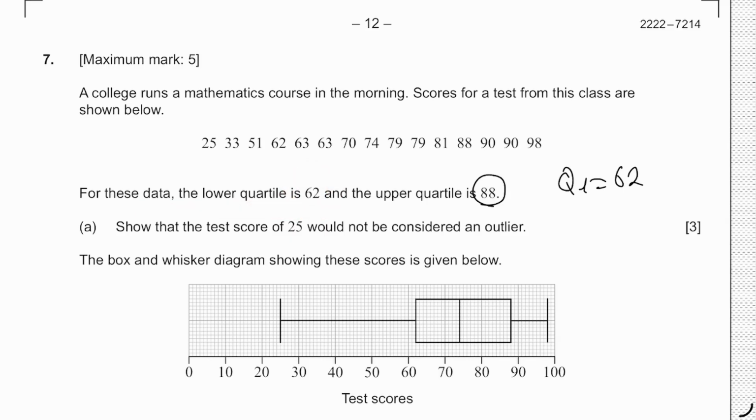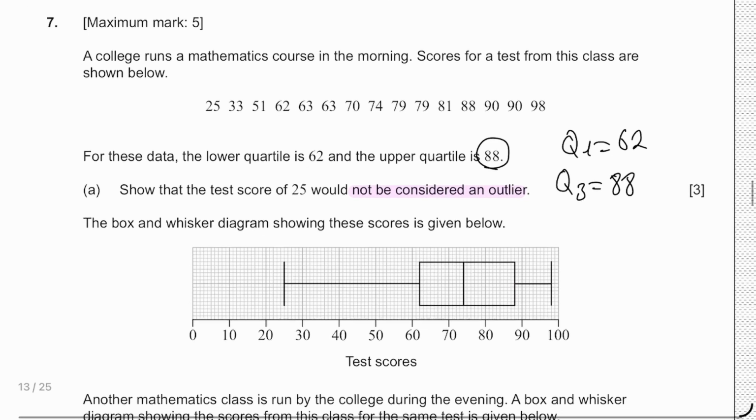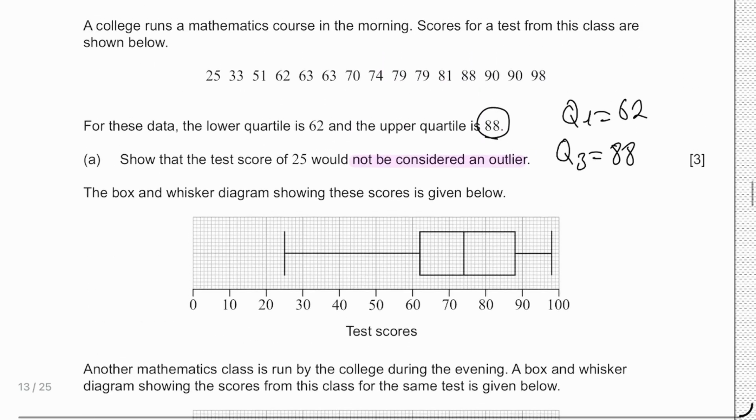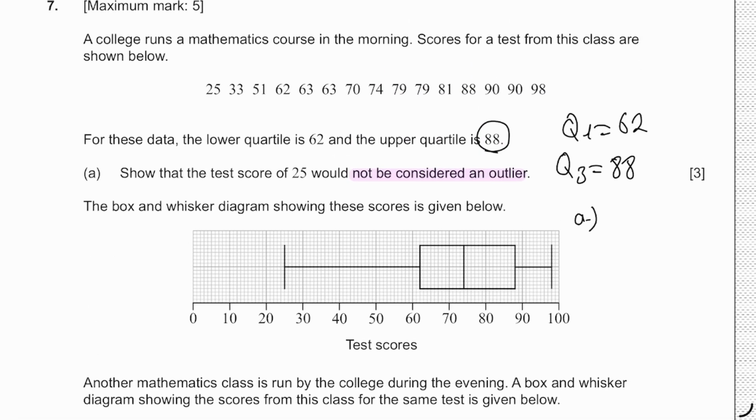Upper quartile is 88. Q3, 88. Show that the test score, this one, 25, would not be considered as an outlier. What we need to do? What is the formula for this one? In part A, let me solve it here, or maybe here is better, right?